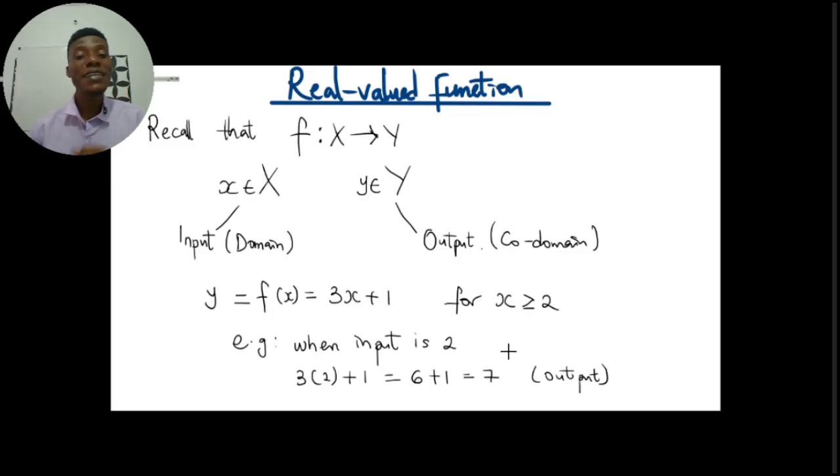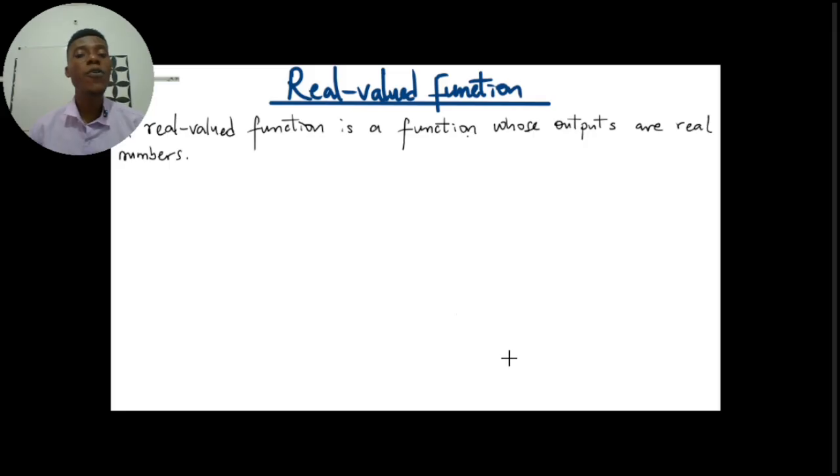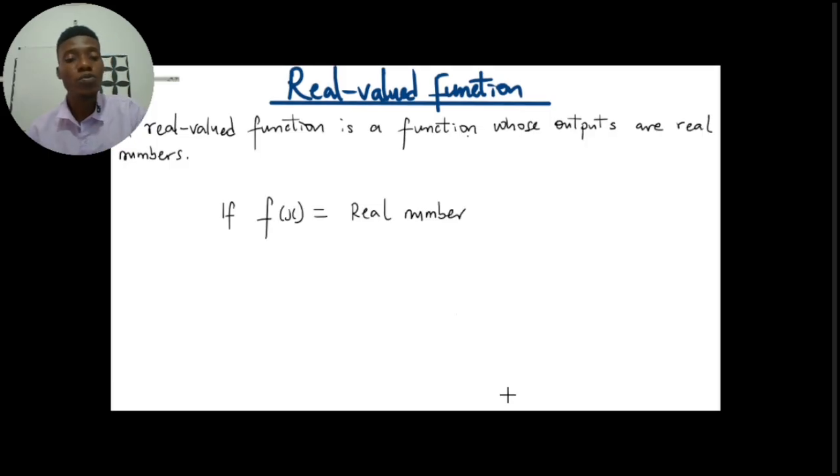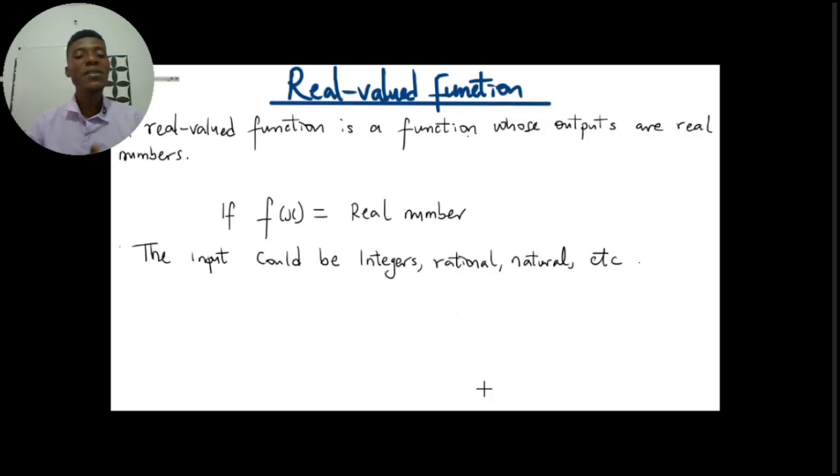Now that you have the understanding of this, a real valued function is a function whose outputs are real numbers. It means that a real valued function is that function that whatever input you give it, it will always give you a real number as the output. That is, if f of x is always giving you real numbers, if the value of y is always a real number, then you can call that function a real valued function. The input could be integer. It is not focused on the input now. When you say real valued function, it is focused on what the output is.